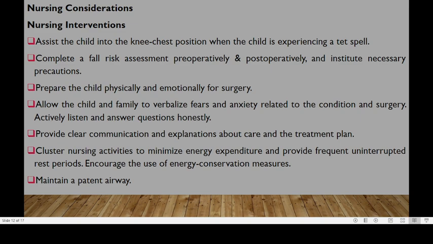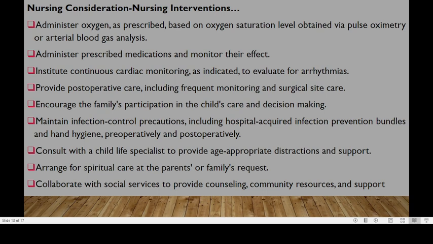You have to prepare this child both physically and emotionally for the procedure, then allow the child and the family to verbalize any concerns and anxiety related to the condition and surgery. You have the obligation to actively listen and answer any questions honestly. Provide clear communication and explanation about the care and treatment plan, and cluster nursing activities to minimize energy expenditure and provide frequent uninterrupted rest periods. Encourage the use of energy conservation measures and always maintain a patent airway for the child.